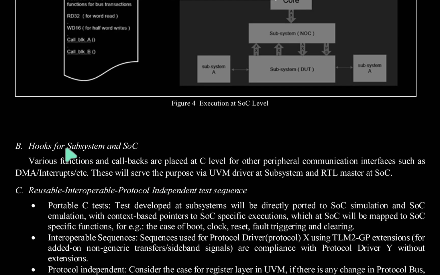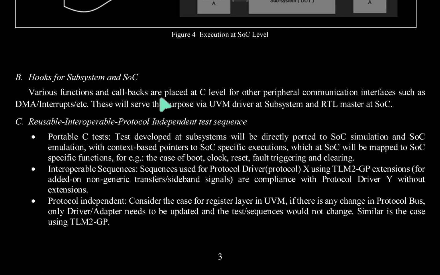B. Hooks for subsystem at SoC. The various functions and callbacks are placed at C level for other preferred communication interfaces such as DMA and interrupt, etc. This will be served via the UVM driver at subsystem and RTL master at SoC. C. Reusable, interoperable, protocol-independent test sequence. The portable C test developed at a subsystem will be directly ported to SoC simulation and SoC emulation with the context-based pointer to SoC-specific execution, which at SoC will be mapped to SoC-specific functions, for example, in the case of boot, clock, reset, fault triggering, and clearing.